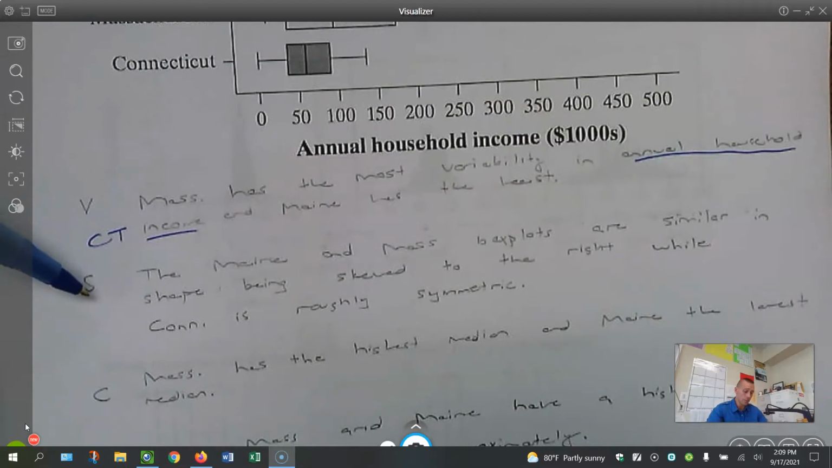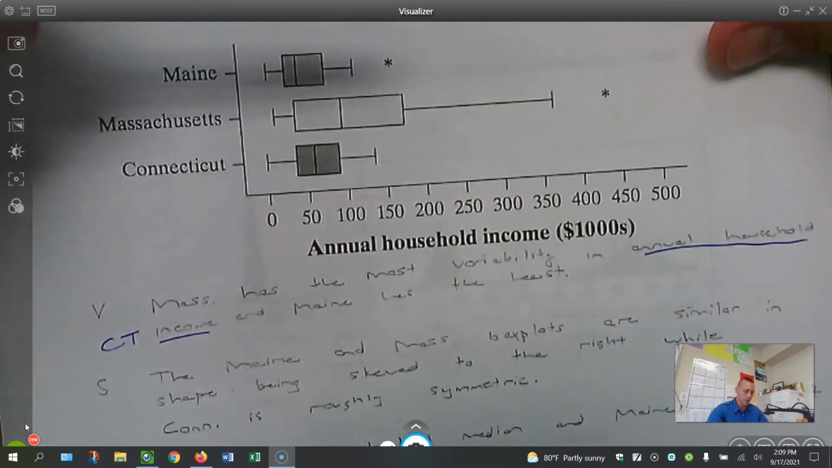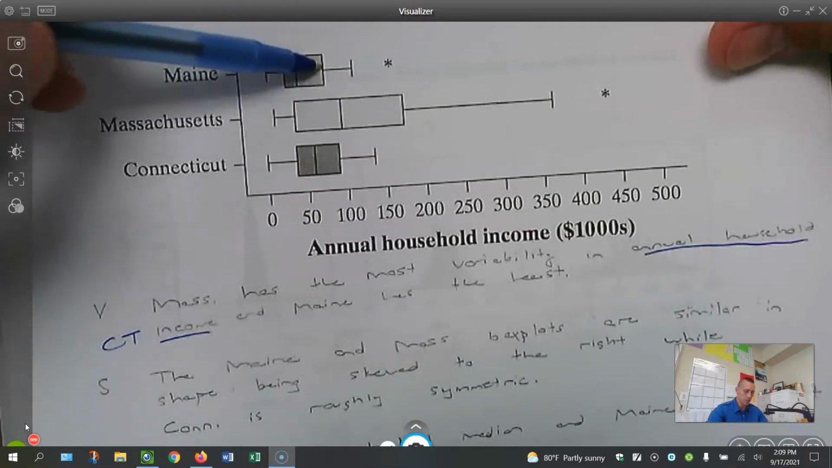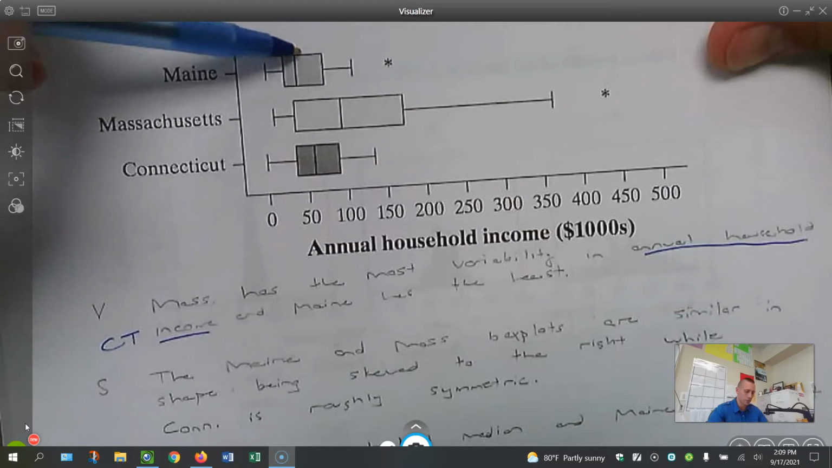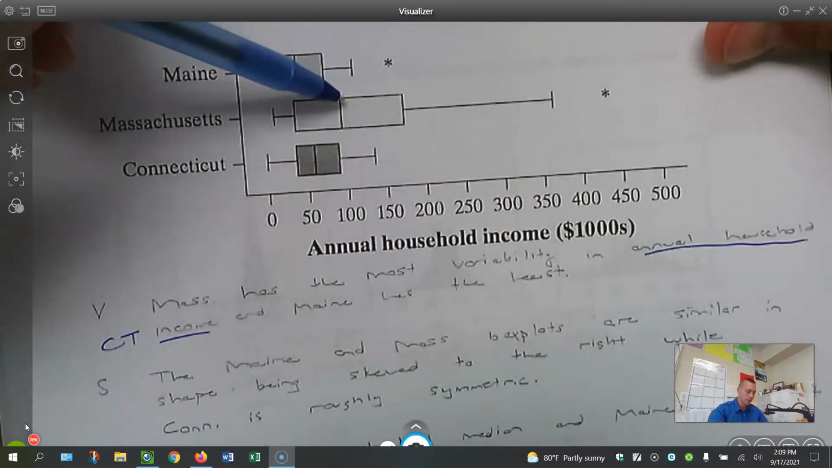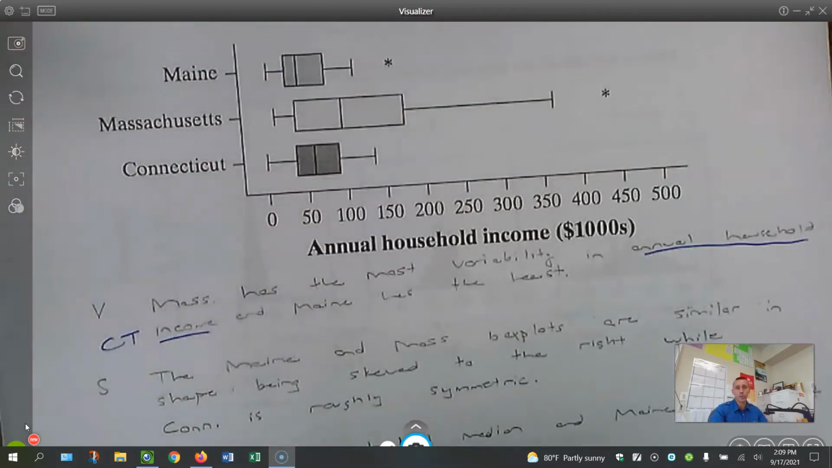For the shape, Maine and Massachusetts have a similar shape. Both these box plots are skewed to the right. You have more variability from the median to the third quartile here than here. And you have this outlier, which is pulling this tail to the right. So you have more variability on the right side. Same thing with the Massachusetts dot plot. So Maine and Massachusetts are similar in that they're both skewed to the right.